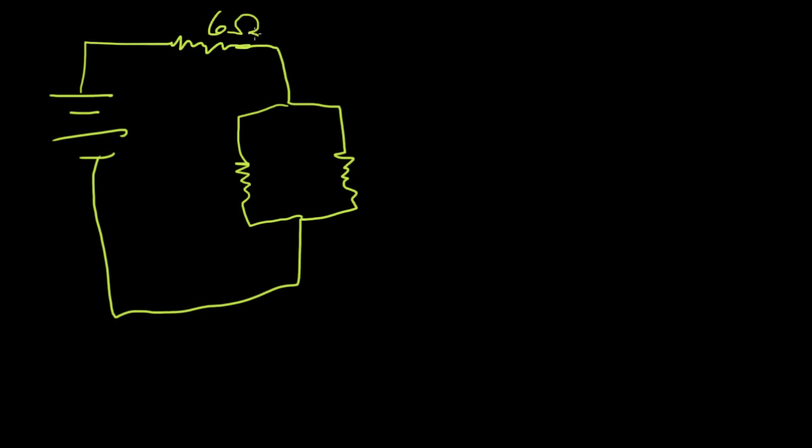What if this time it looked like this? I have a resistor here, and then a resistor here, and a resistor here. Maybe this is 6 ohms. This is 3 ohms. And maybe this is, I don't know, 2 ohms.